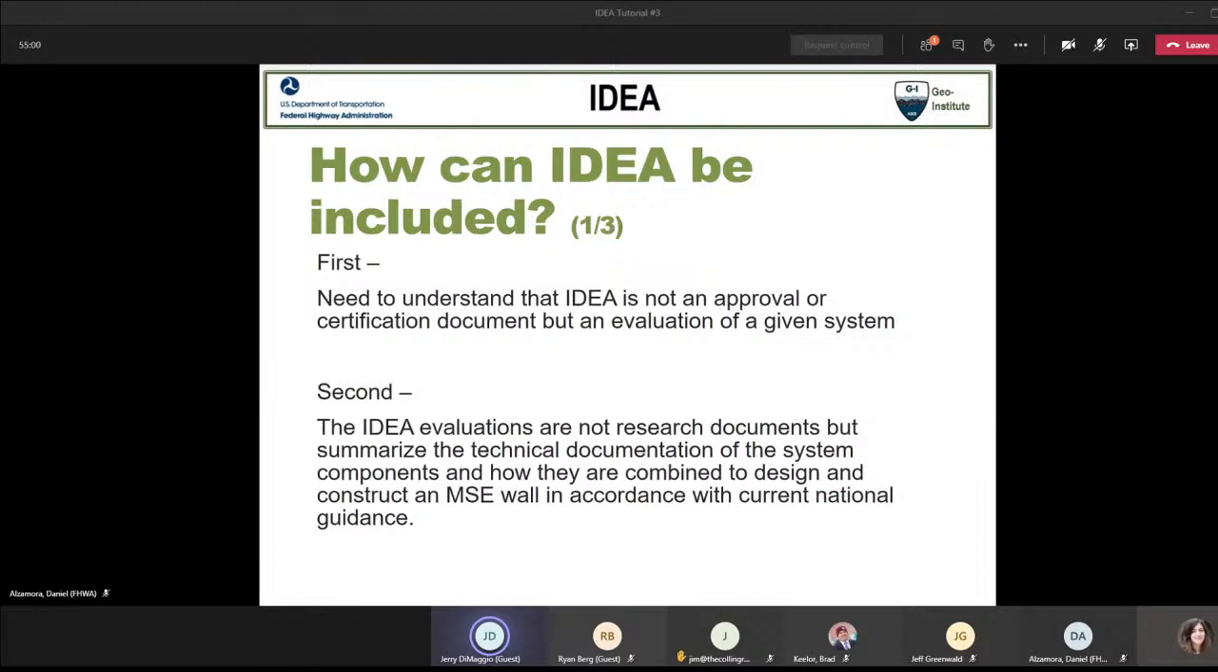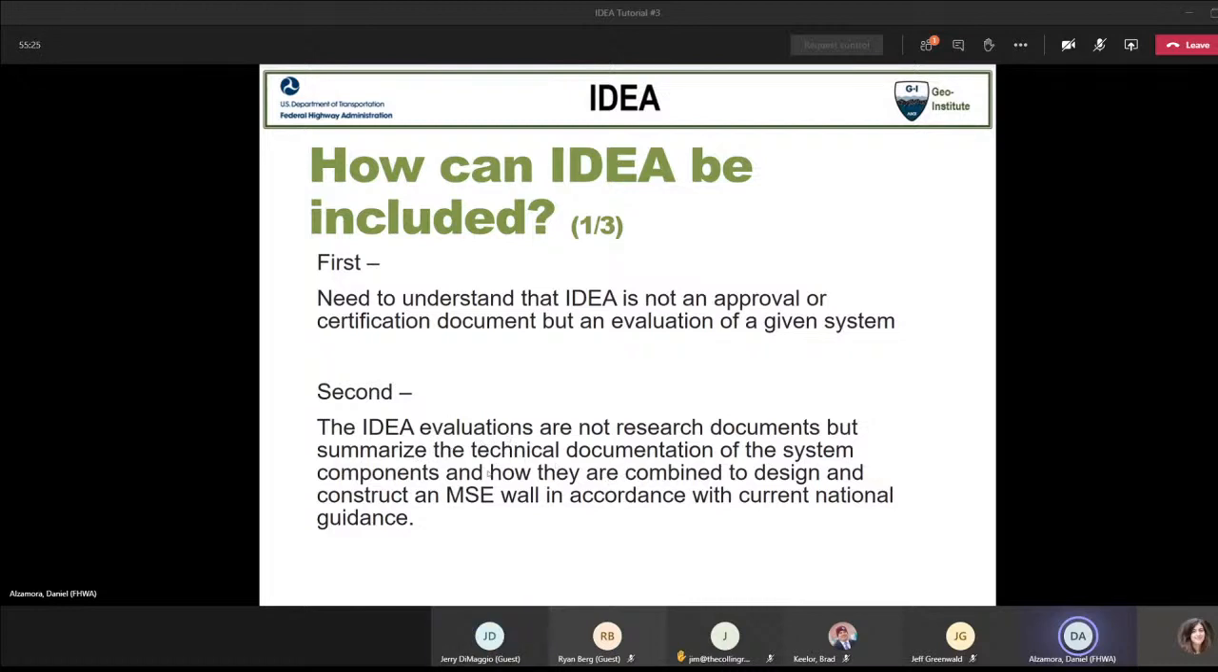Next slide, please. If you don't mind, I just want to add one little comment on that second bullet, Jerry, and that is, we talked about innovation, and innovation, by definition, is probably not in our current guidance or Federal Highway guidance or in AASHTO. So how do we look at that?